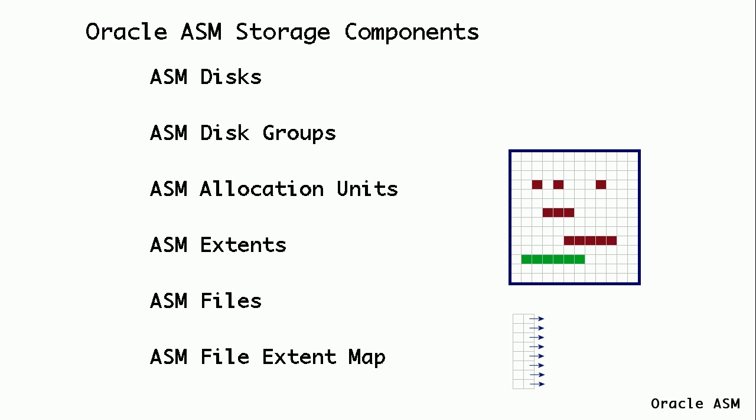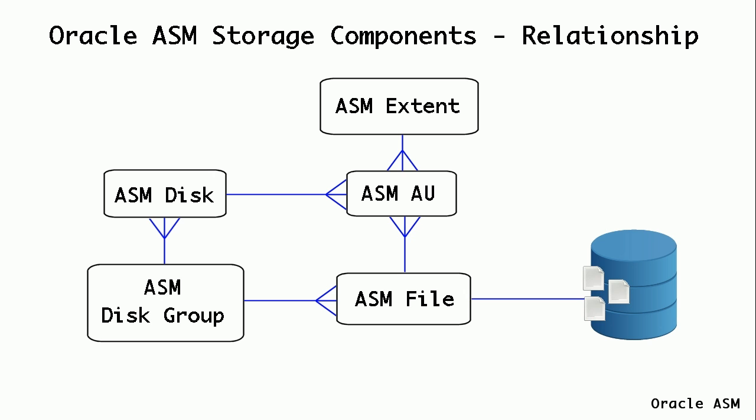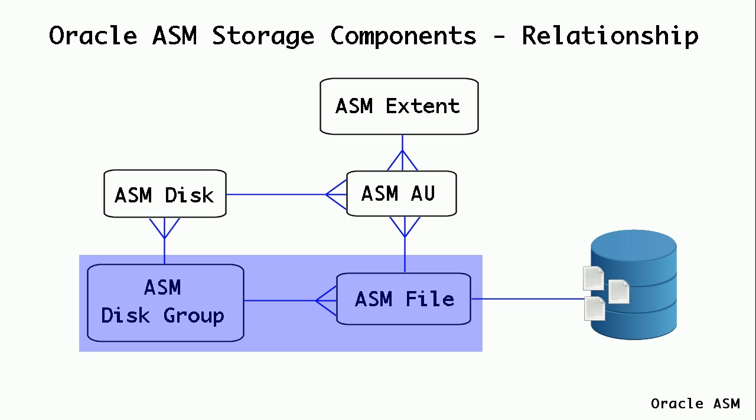Now, let us understand the relationship between each of these Oracle ASM storage components. One ASM disk group can contain one or more ASM disks. At any given time, a specific ASM disk can belong to only one ASM disk group. Each ASM file is completely stored only in one disk group. A disk group might contain database files belonging to several databases, and a single database can use files from multiple disk groups.